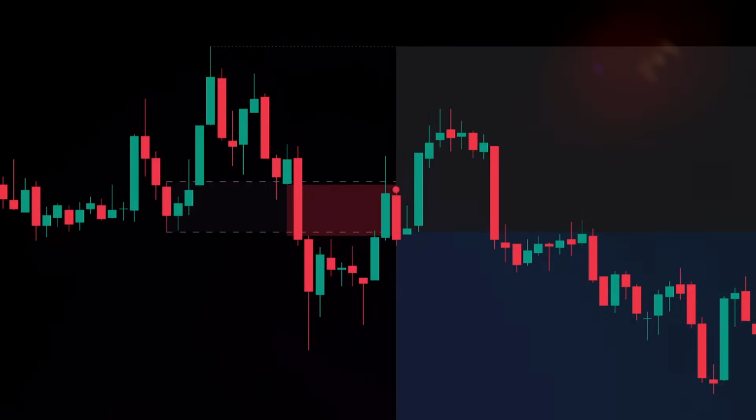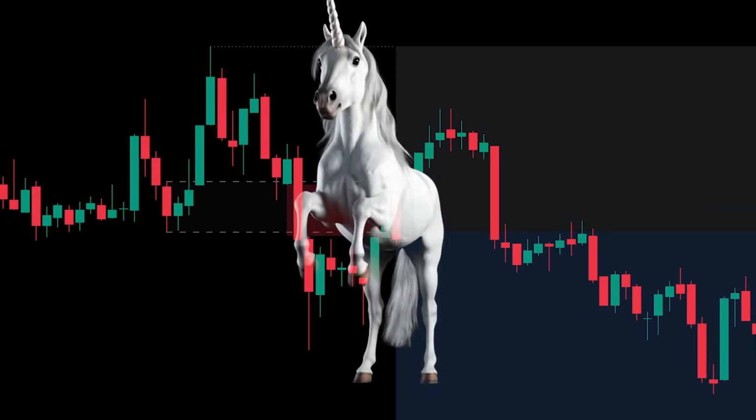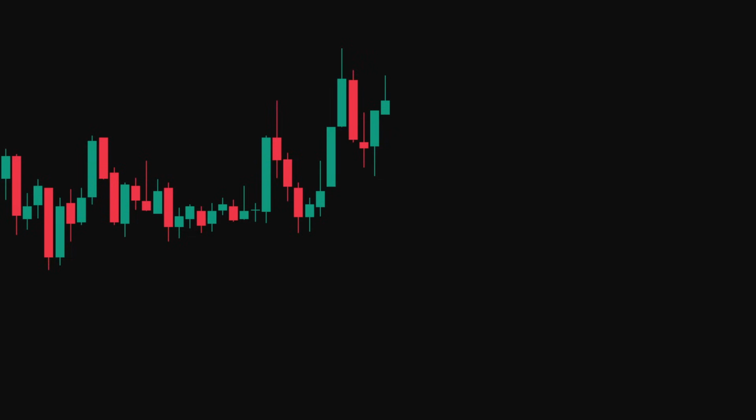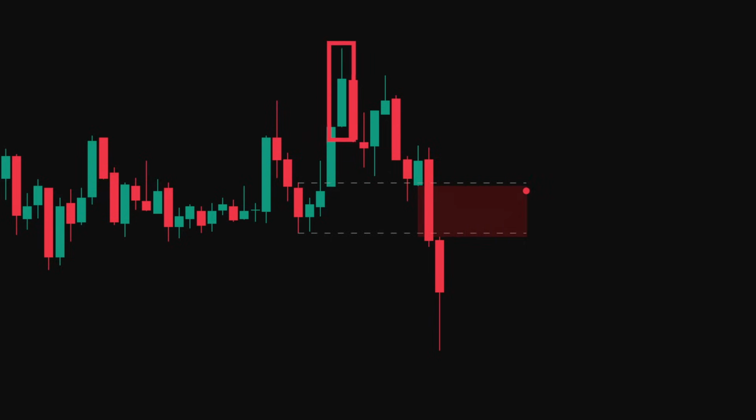Let's dive in. This setup is known as the Unicorn Model, a powerful setup that merges 4 key elements from price action and ICT methodology. It hinges on the interaction between an order block, a breaker block, a fair value gap, and a liquidity sweep.